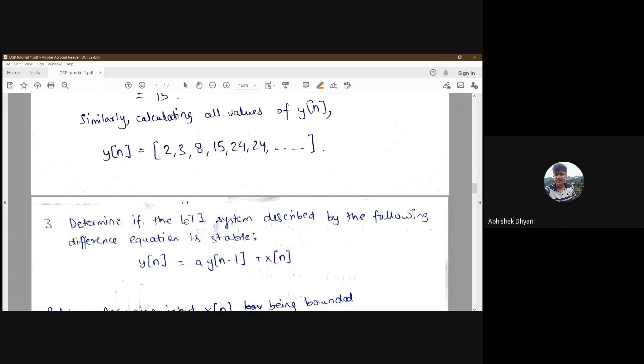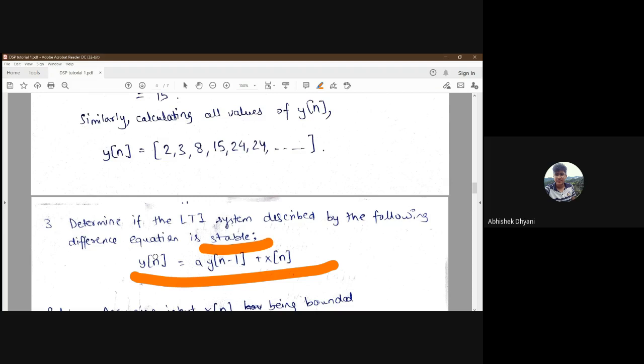Okay, now coming to question number 3. Here we are given a difference equation, and we have to determine if the LTI system described by this difference equation is stable or not. We know our notion of stability, which is BIBO stability. It says that if the input is bounded, and if for that input the output is also bounded, then we say that the system is stable.